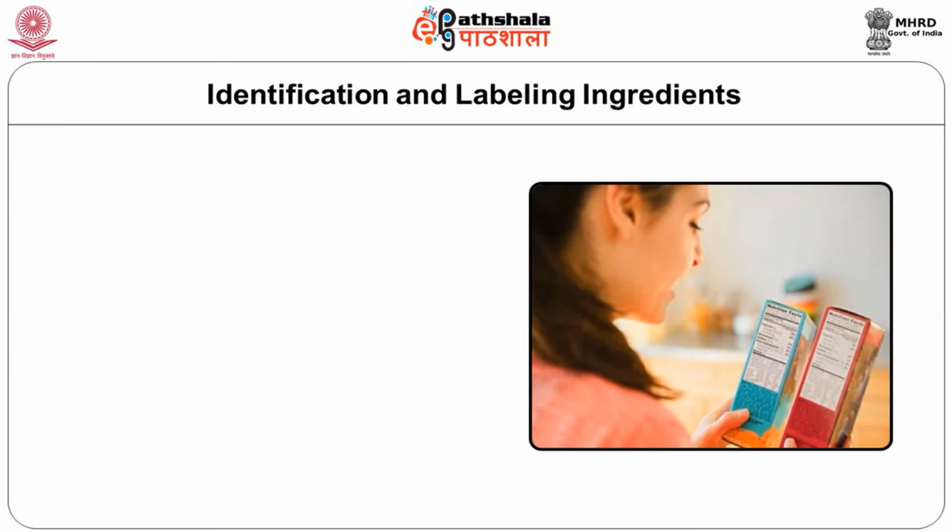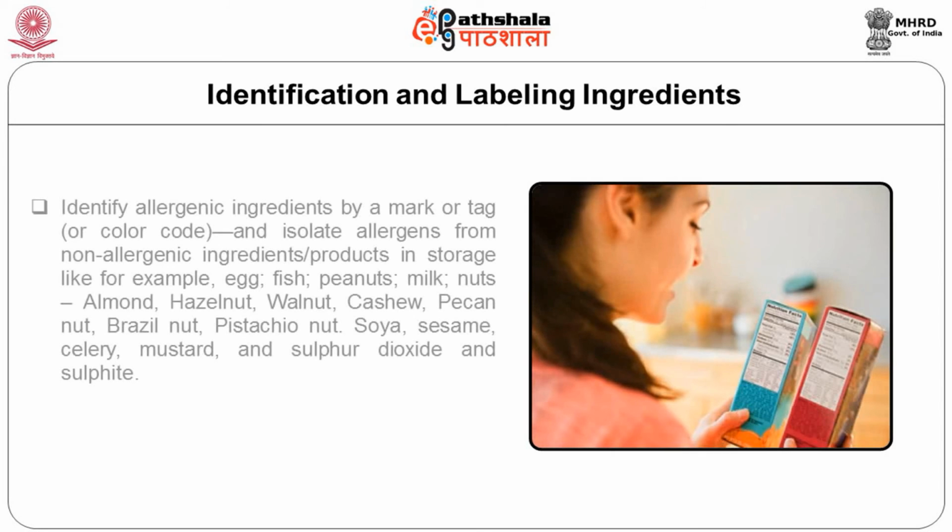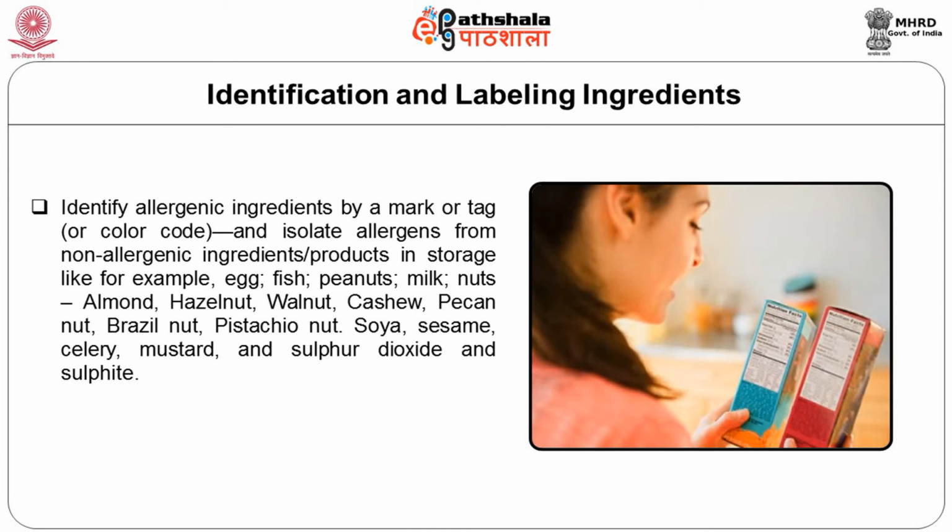Identification and labeling of the ingredients is very important for the personnel, and they should be trained to identify allergenic ingredients by marker or tag, by color code, and isolate the allergens from non-allergenic ingredients and products in storage, for example egg, fish, peanut, milk, nuts like almond, hazelnut, walnut, cashew nut, pecan nut, Brazil nut, pistachios, soya, sesame, celery, mustard, sulfur dioxide and sulfite, if they are used in the facility.